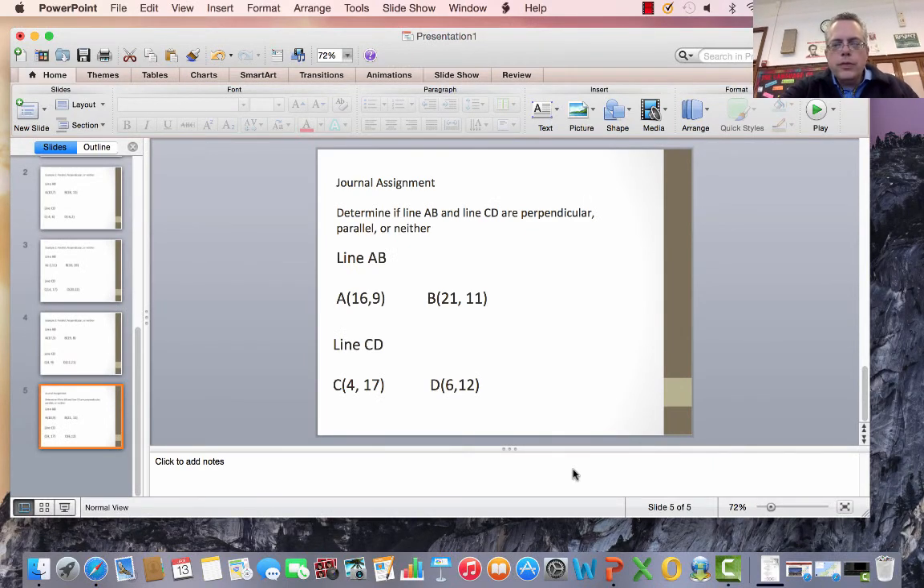Here we go, time for the journal assignment. Just like the examples, we have line AB and line CD. Calculate the slope of each line and then compare. If they're equal, the lines are parallel. Opposite reciprocals, perpendicular. If neither, then the lines are neither. Good luck.